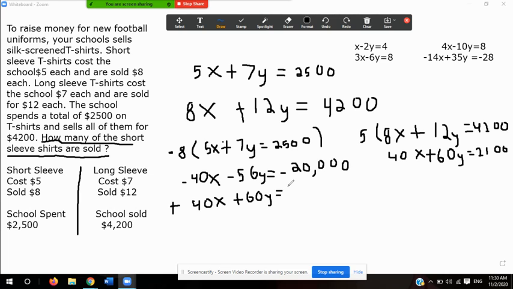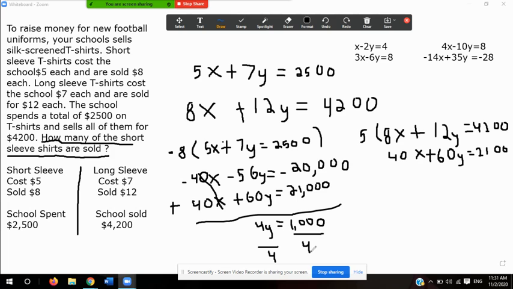So I'm going to eliminate and then find the value of the missing variable. Negative 40 plus 40 equals 0, where it cancels out. Negative 56 plus positive 60 is going to be 4y. And negative 20,000 plus 21,000 is going to equal 1,000. And next, we're going to divide by 4 so we can find the value of y. And y is actually going to equal 250.